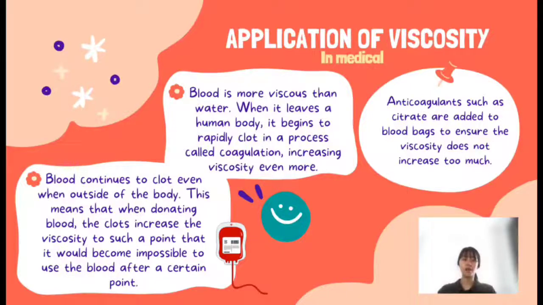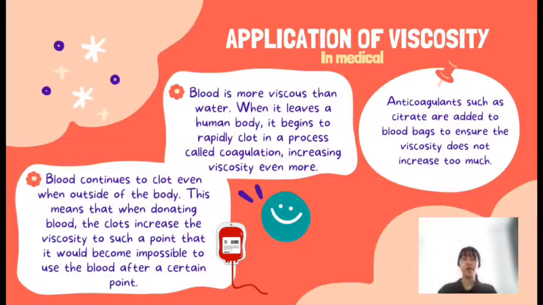This is usually very helpful as it forms a barrier to prevent more blood from leaving, but blood continues to clot even when outside of the body. This means that even when donating blood, the clot increases the viscosity to such a point that it will be impossible to use the blood after a certain point.